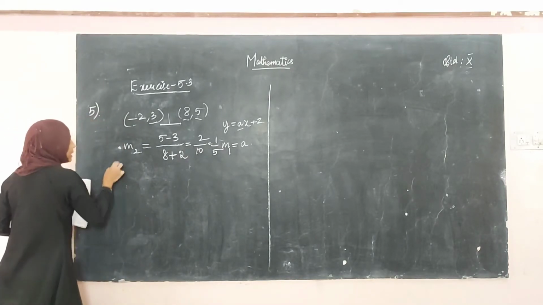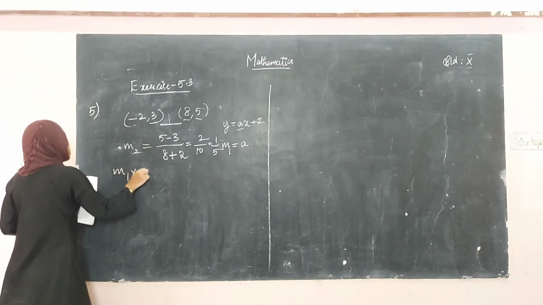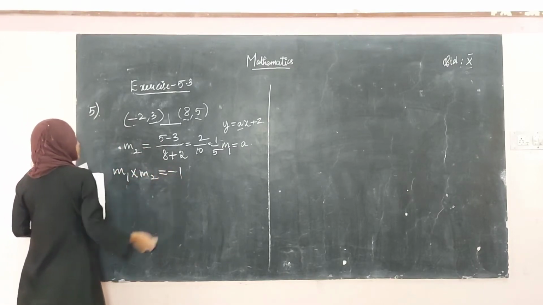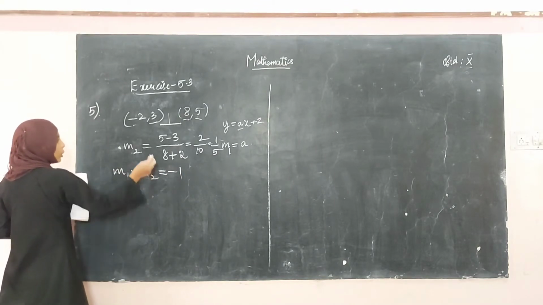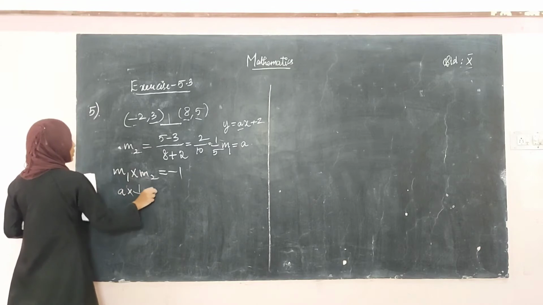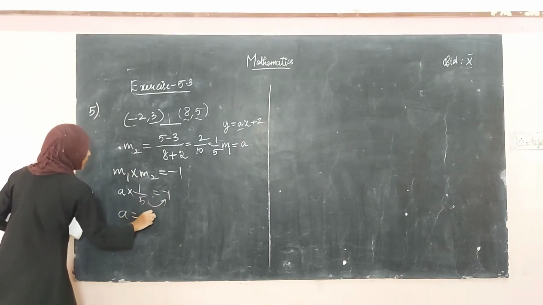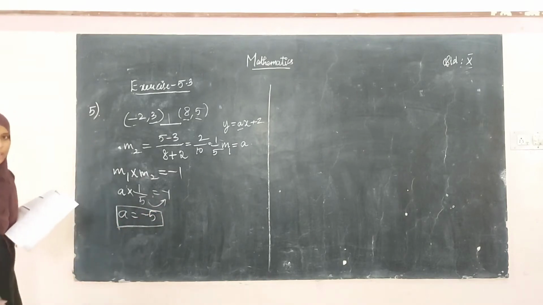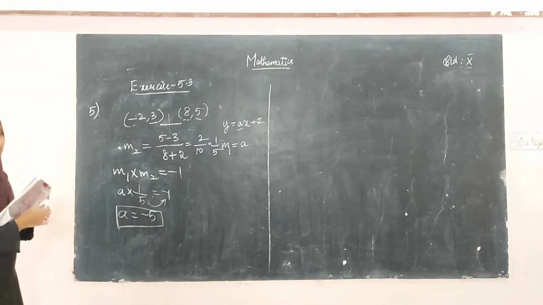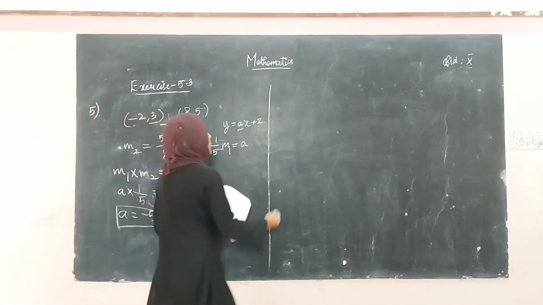Since these two lines are perpendicular, we know that m1 into m2 equal to -1. So what's the value of m1? It is a into the value of m2, which is 1/5, equal to -1. Bring this 5 to this side, so a is equal to -5. This is what we have to find. Yes, they have asked us to find the value of a, so a is equal to -5. We got the answer.